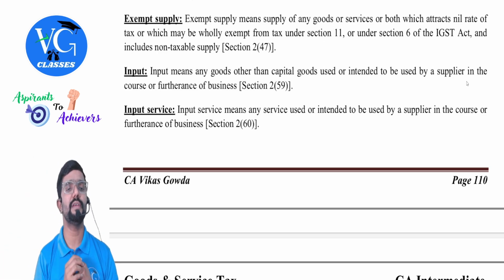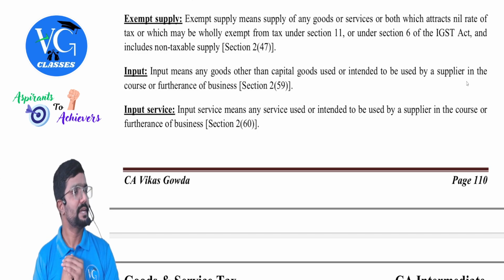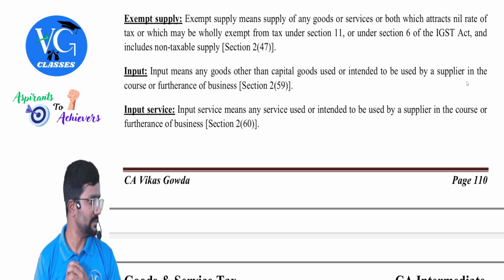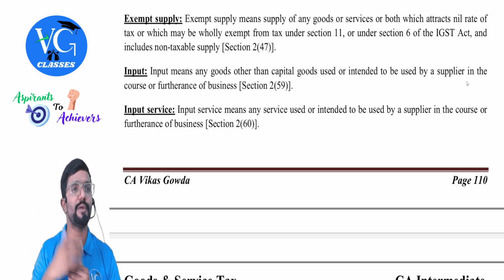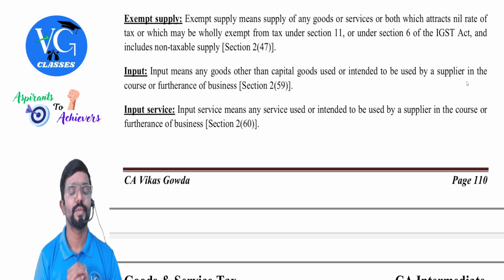But why is it coming here, sir? Guys, I told you, if my outward supply is exempt, can I claim the credit? No, not possible. That point will come. Again, I need to explain it when we go to section 17. There I will cover it.